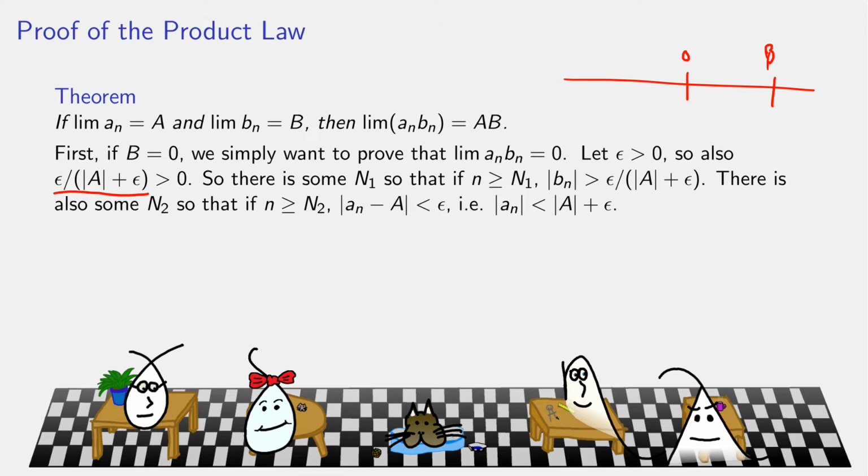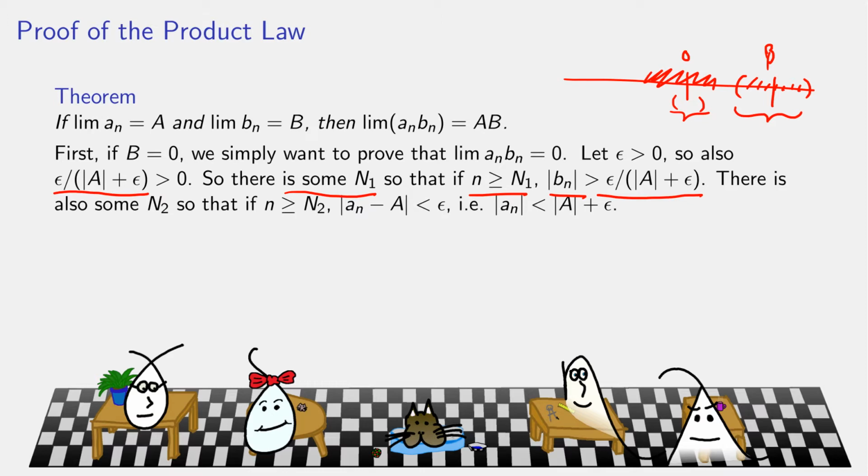So what this means is that since the b_n have to be getting really, really close to B, they cannot be really, really close to 0. So if epsilon over the absolute value of A plus epsilon is a very small positive number, since the terms of the b_n are being trapped close to capital B, they are not especially close to 0. So past a certain point, the b_n are at least as big as this small positive number here, because they have to be trapped close to capital B.